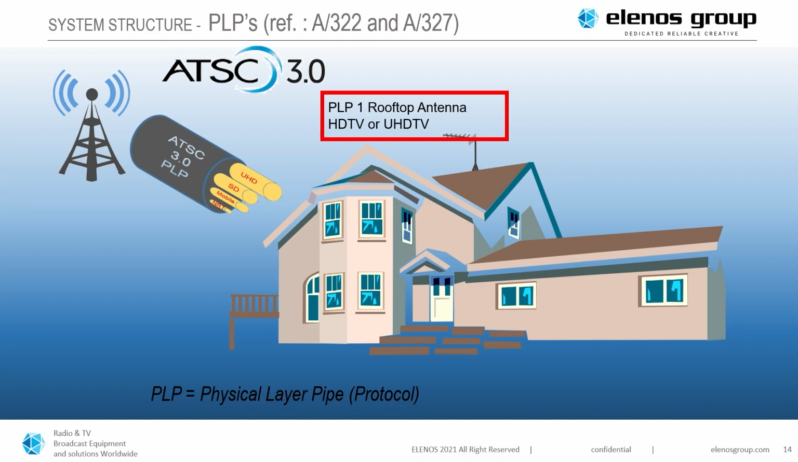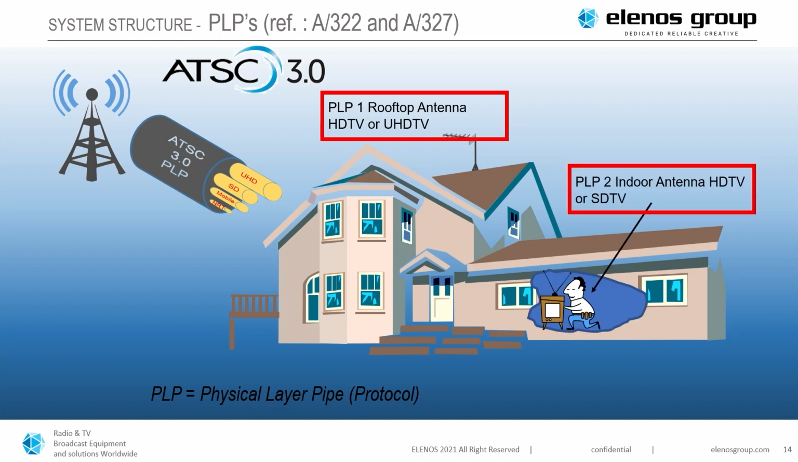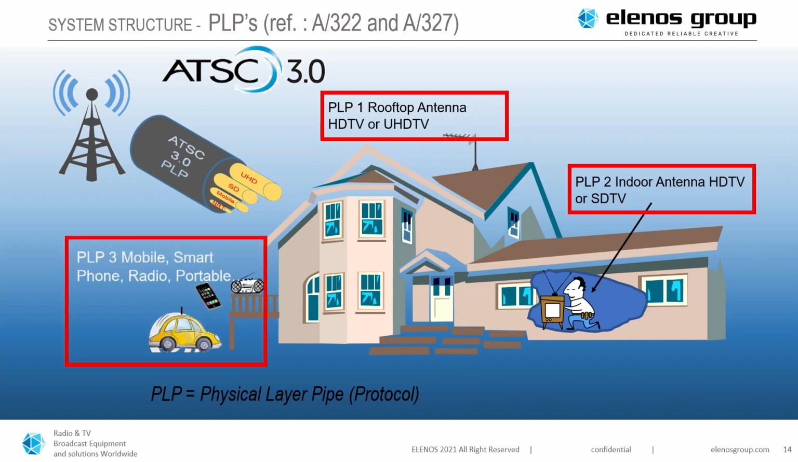standard definition, high definition, not a big choice there. For the second one, you could actually put a second signal on the same transmission and transmit PLP2, and that would be aimed at maybe a lower quality, but a much more robust signal. A signal that goes inside the house, goes through one or maybe two walls. A third PLP could be designed and transmitted at the same time, of course, that's aimed towards a smart device, a mobile device, a phone, radio, some kind of portable device.